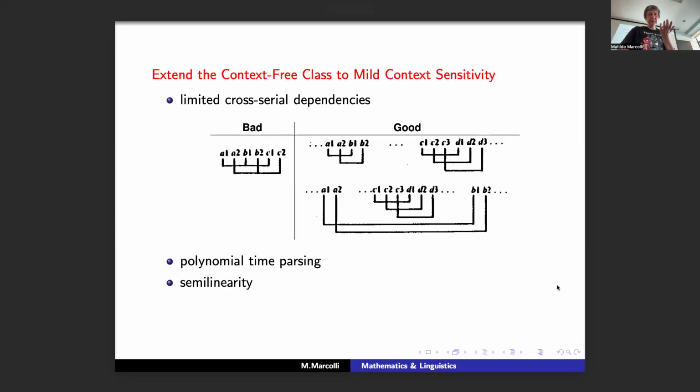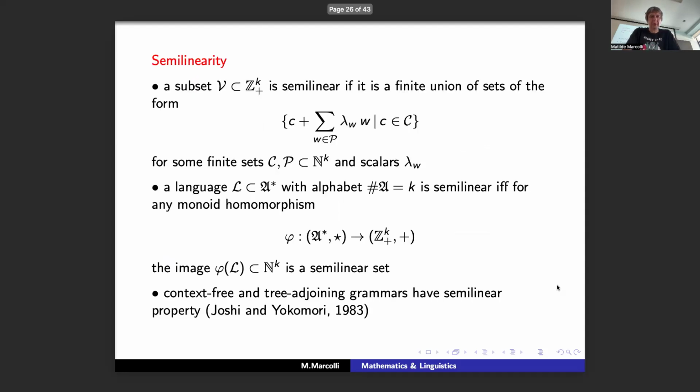So again, one of the ideas was to try to capture some class that, from the formal languages point of view, would be more expressive than the context-free grammars, and would be able to capture some of the cross-serial dependencies that are known to occur in languages, and also would have some good computational properties. For example, being parsable in polynomial time, and having this semi-linearity property that I'm going to talk about in a moment. So what is semi-linearity?